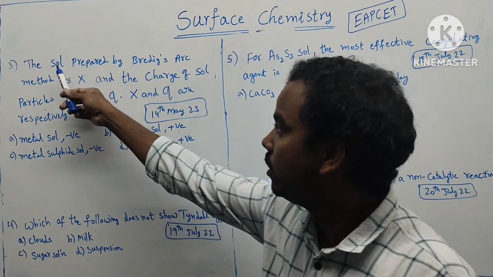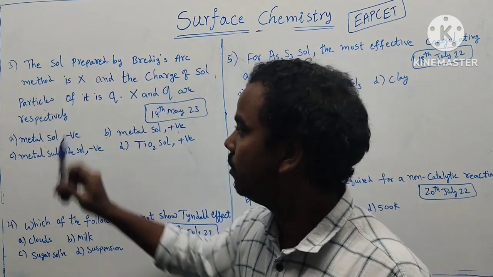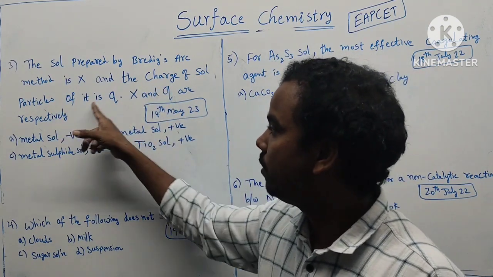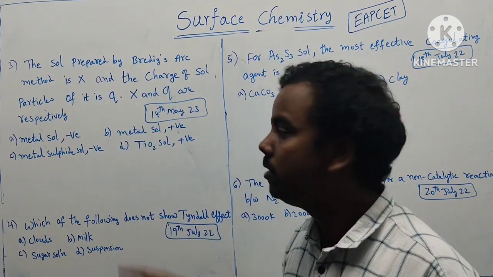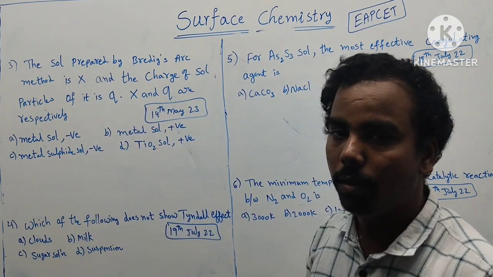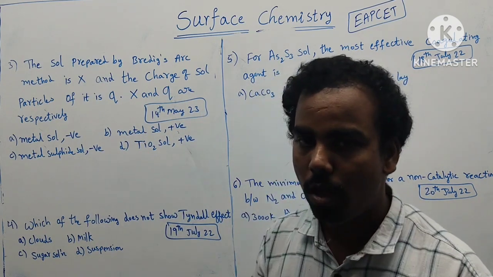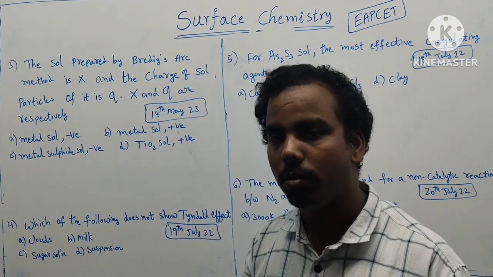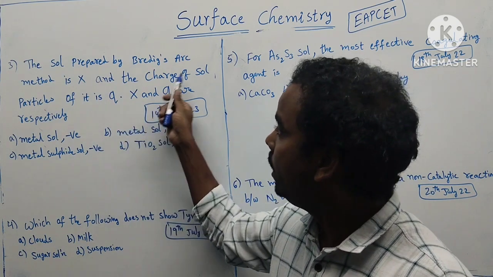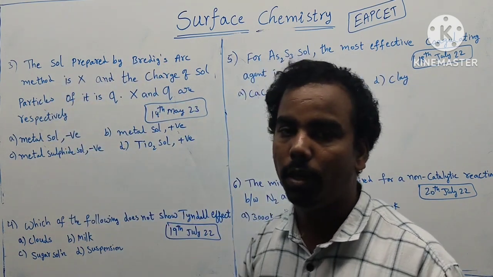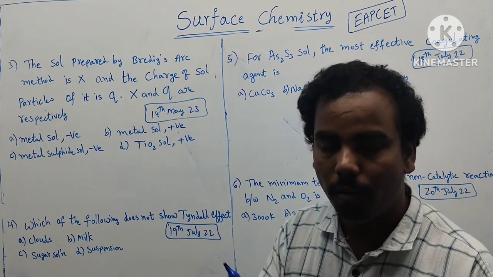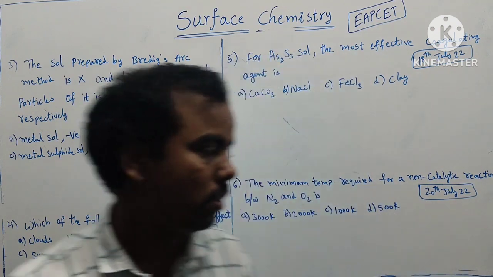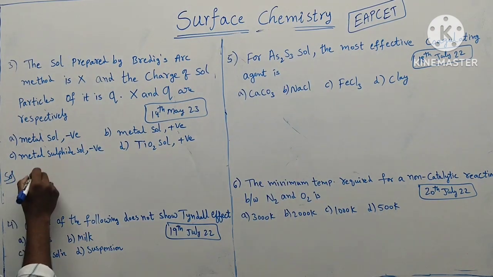See the next question. The sol prepared by Bredig's arc method is X, and the charge of the sol particles is Q. So X and Q are respectively? Colloidal sols are of different types: positive sols, negative sols, neutral sols. Bredig's arc method is used for preparation of metal sols like silver, gold, platinum, and those sols are negatively charged.